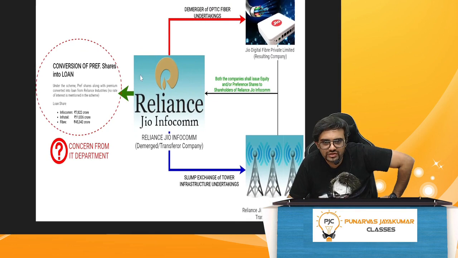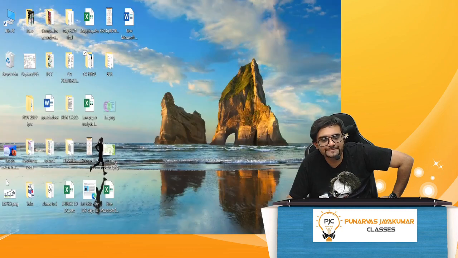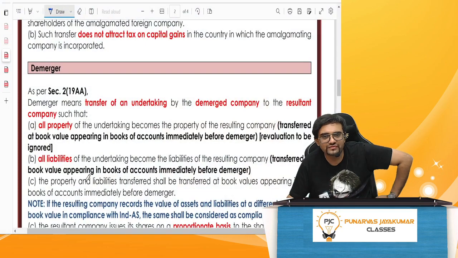One is Reliance Jio Infocom, the demerged company. Then two companies: Jio Digital Fiber Private Limited, only concentrating on fibers, and then of course your tower infrastructure company, Reliance Jio Infratel Private Limited. So demerger is a strategic reconstruction, a strategic decision, so to speak, in the larger scheme of things.